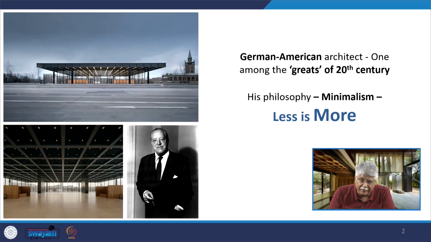Hello students, today we will come to the works of Mies van der Rohe, part 2. Again I will remind you that Mies van der Rohe was a German-American architect, one of the greats of the 20th century along with Frank Lloyd Wright, Le Corbusier and Walter Gropius, and his philosophy that really stood out was that of minimalism, less is more.